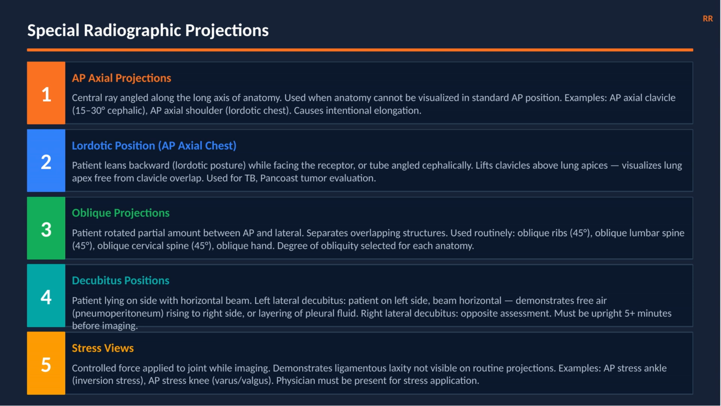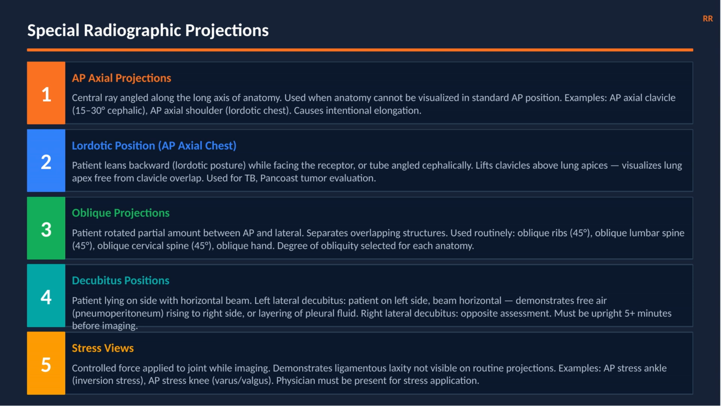Decubitus positions. Patient lies on one side with the beam horizontal. Left lateral decubitus. Patient on left side. Demonstrates free air rising to the right side for pneumoperitoneum or demonstrates layering of free pleural fluid. The patient must remain in position for at least 5 minutes before imaging to allow fluid or air to redistribute.